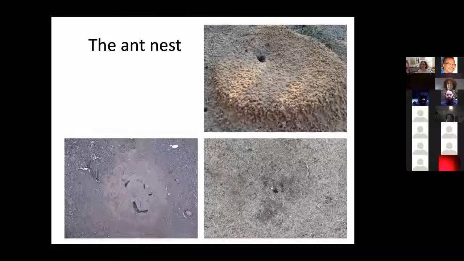So you could blow some air inside, and then they'll come out charging like really, really mad. So, be prepared for that. But it's kind of awesome.